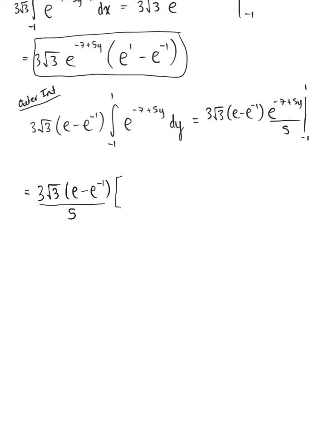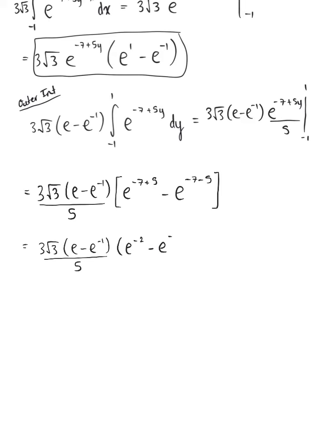And this is now multiplied by the natural exponential raised to the negative 7 plus 5 minus the natural exponential raised to the negative 7 minus 5. And simplifying, we are left with 3 times the square root of 3 multiplied by the natural exponential minus the natural exponential raised to the negative 1, all divided by 5. And this is now multiplied by the natural exponential raised to the negative 2 minus the natural exponential raised to the negative 12.